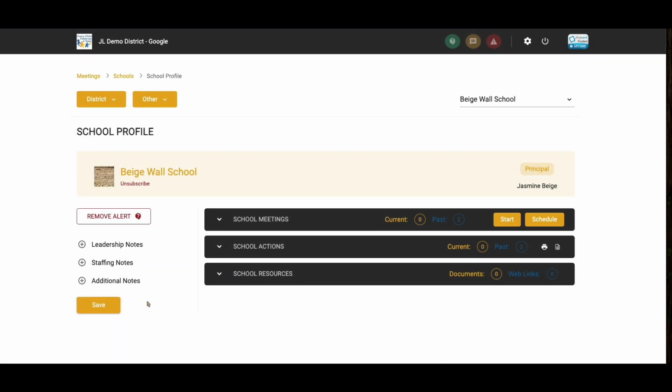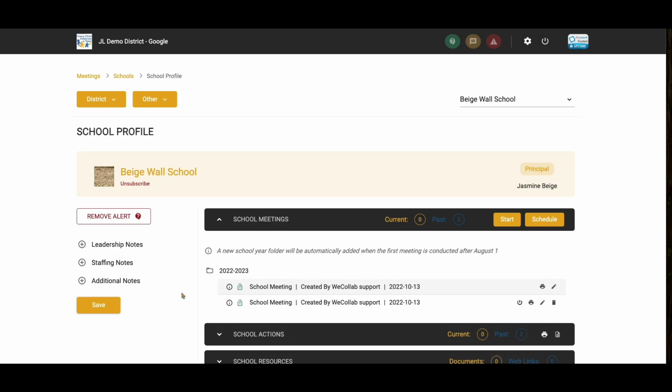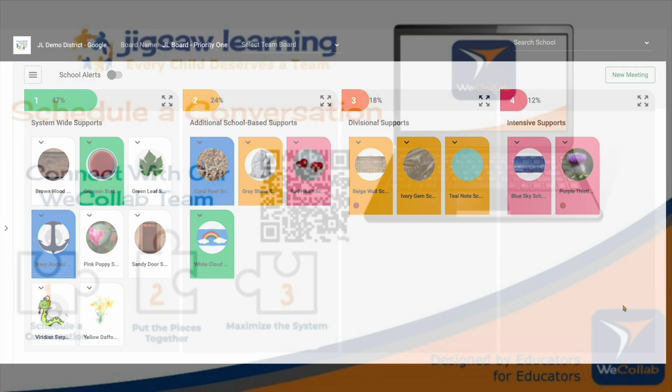At the district level, school profiles can be developed much like student profiles, where notes and actions related to system supports for the schools can be maintained and reviewed over time. Team boards can also be created for schools, thus visually displaying the degree of support being provided, as well as enabling the collaborative team meeting process to occur when discussing key issues and system supports for schools themselves.